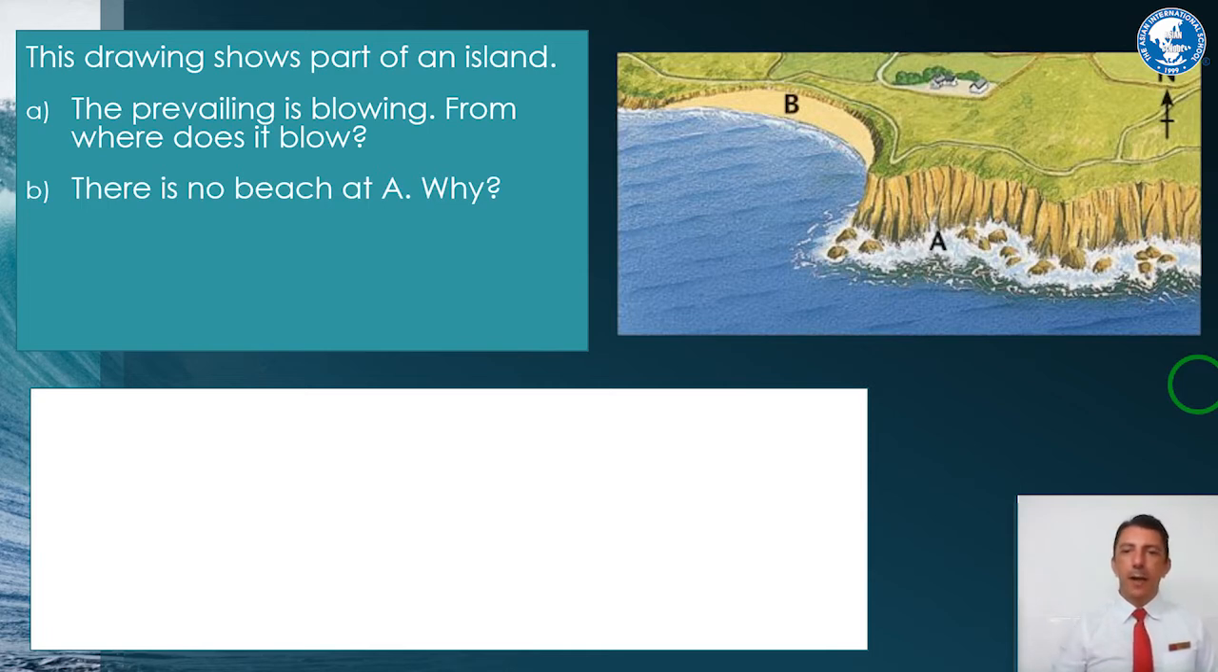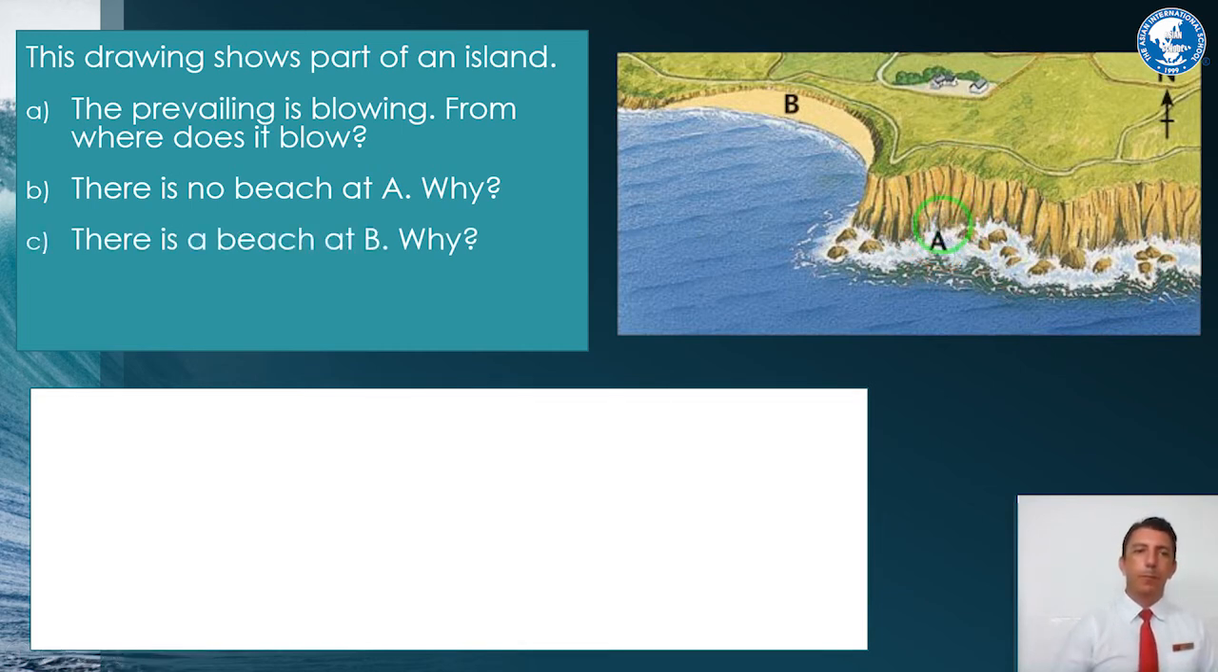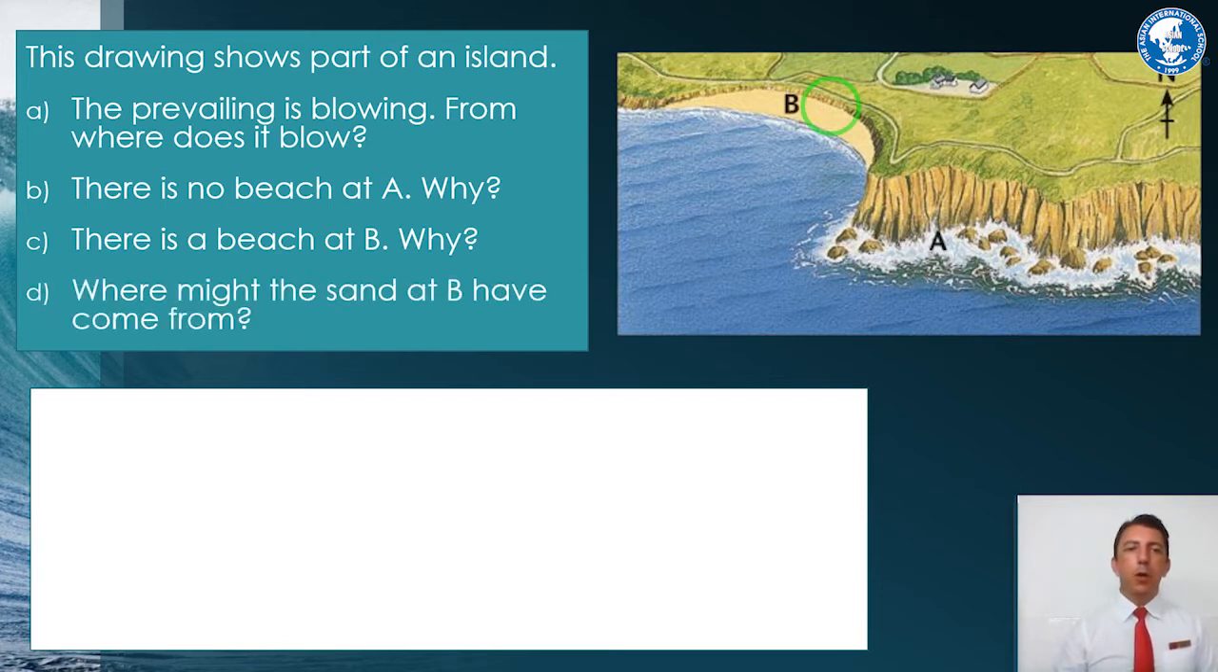There is no beach at A on the picture. Here. Why? There is a beach here at B. Why? And D, where might the sand at B have come from? So again, pause the video, and when you have your answers, we will check.